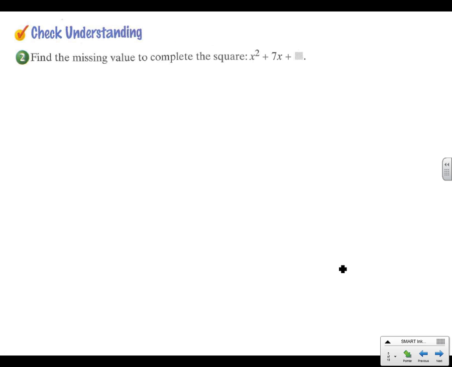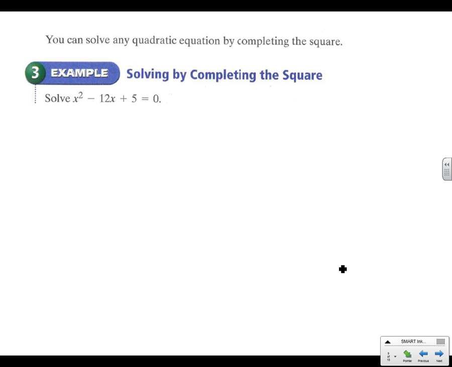A little trickier because you're going to have some fractions here. That's okay. Use fractions, don't use decimals on this. Alright, if you're ready, let's complete the square here if we don't have a perfect one. Alright, and here's what we're going to do here.